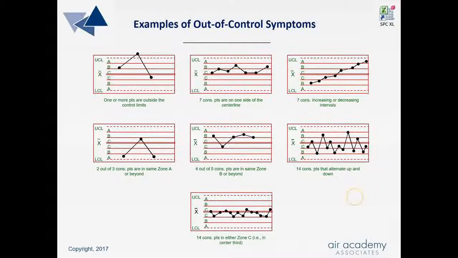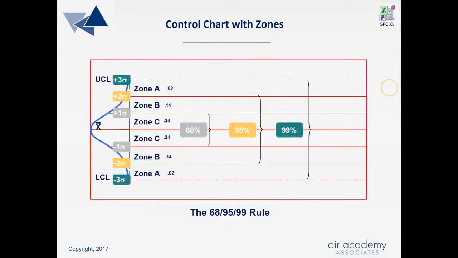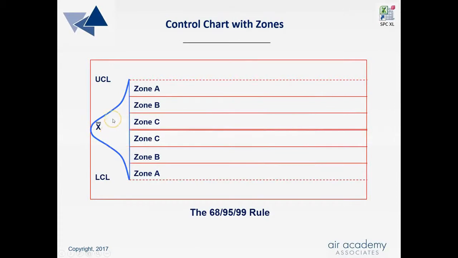So all of these symptoms have a probability of less than 0.01, or 1%, of happening by chance alone, and that's what makes them so powerful. Again, if we go back to the previous chart, when we see this chart, what we're assuming is that we have a stable distribution. And when those symptoms occur, it's indicating we do not have a stable distribution.